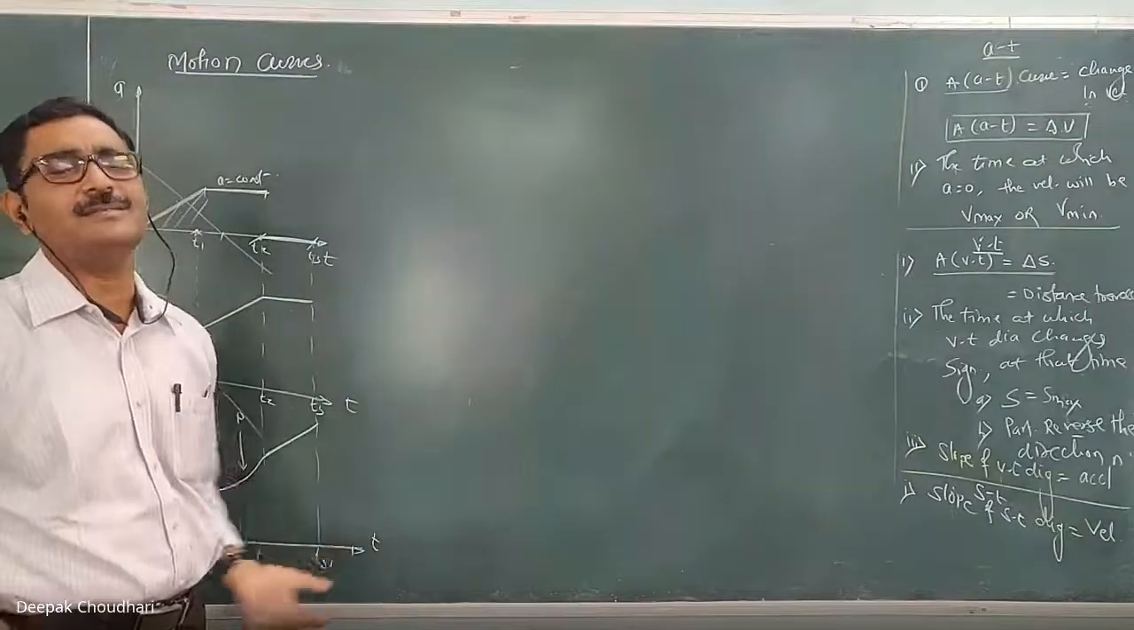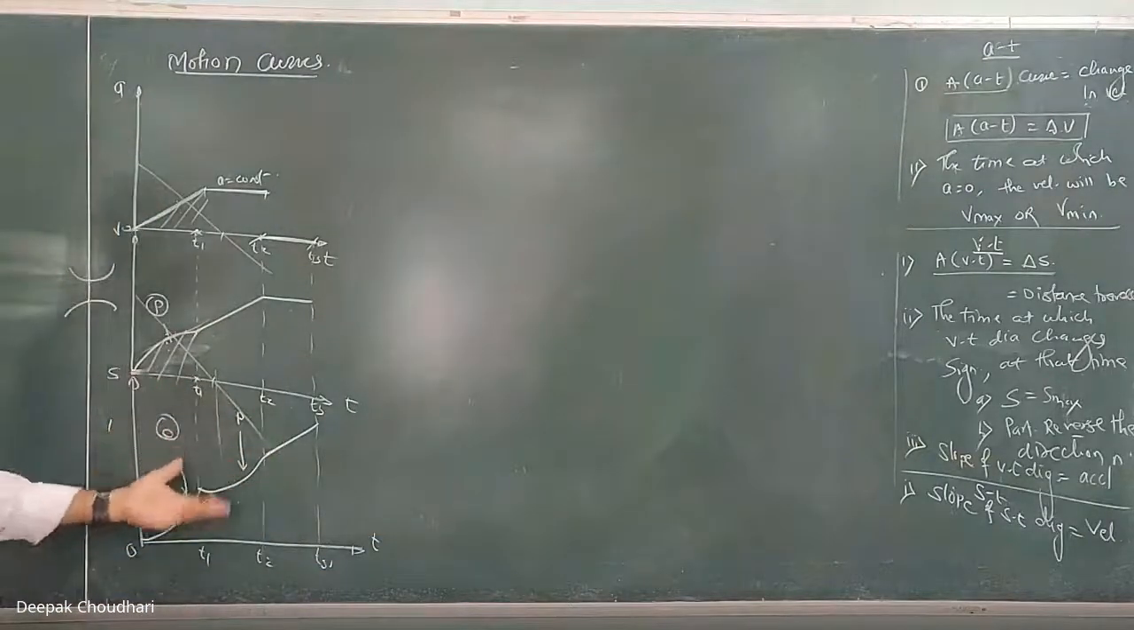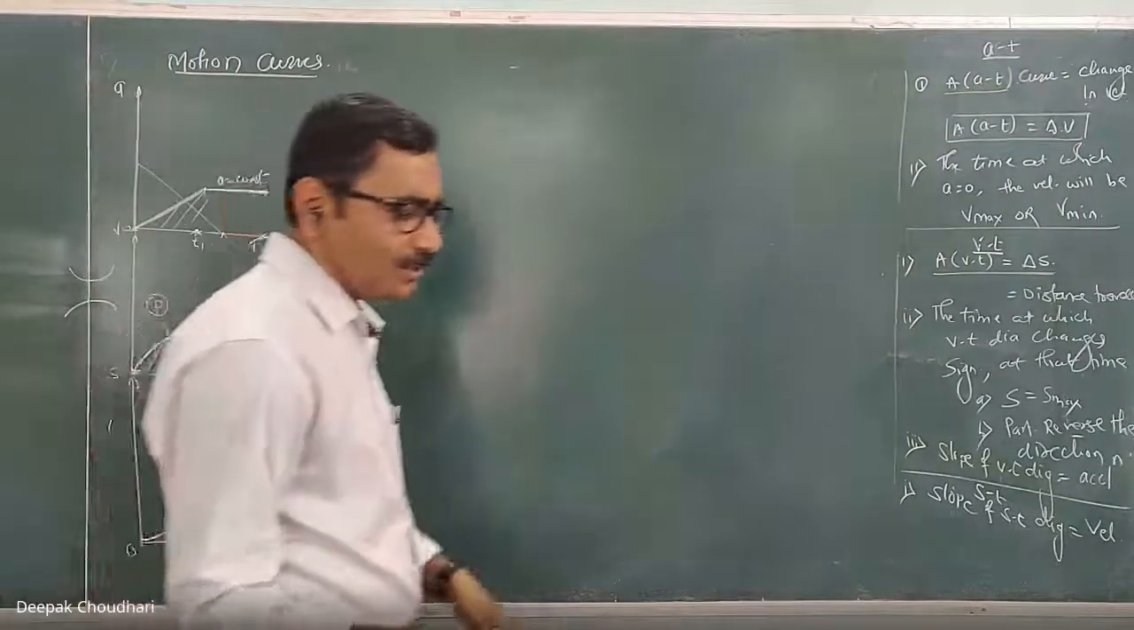In that, it is the maximum distance away from the origin, and at that point, or at that time, the particle reverses the direction of motion. Okay, so these are the important properties which you have to remember.